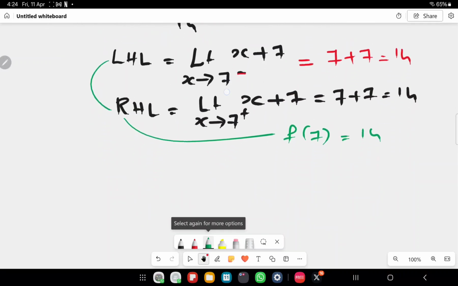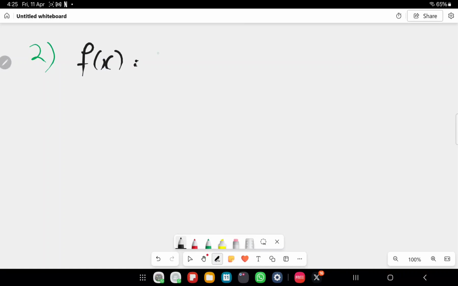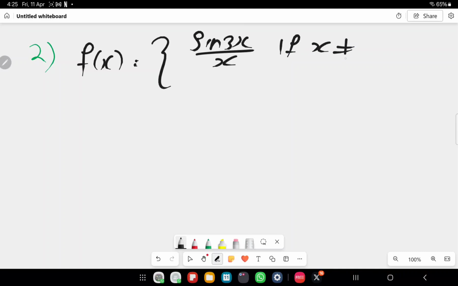Let us try another question, another type. The second question which I want to discuss is: f of x is equal to sin 3x divided by x if x not equal to 0, and 3 if x equal to 0.